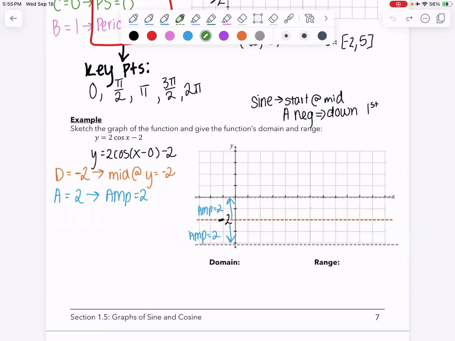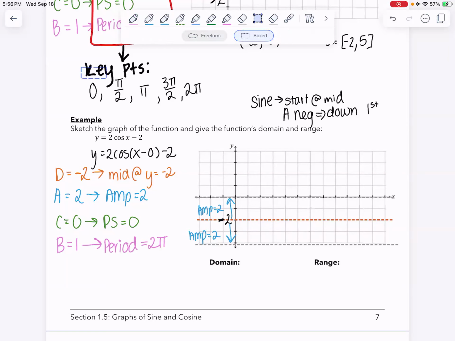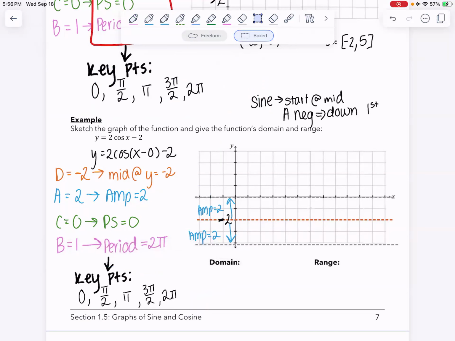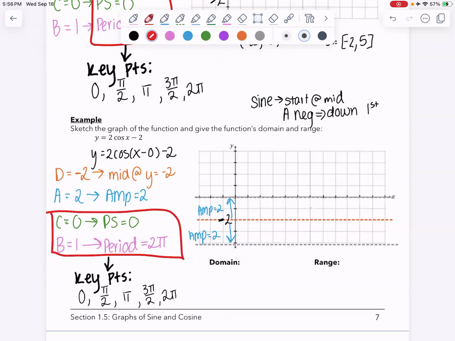Again, we are in a situation where C is 0, which means that there's no phase shift. The phase shift is just 0. And B is equal to 1, that's just the number in front of x. And if B is 1, we said that the period is 2 pi. And that was from a previous video. Again, these key points are the same, because as long as the period is 2 pi and the phase shift is 0, the key points are going to be the same ones as their basic sine and cosine functions.